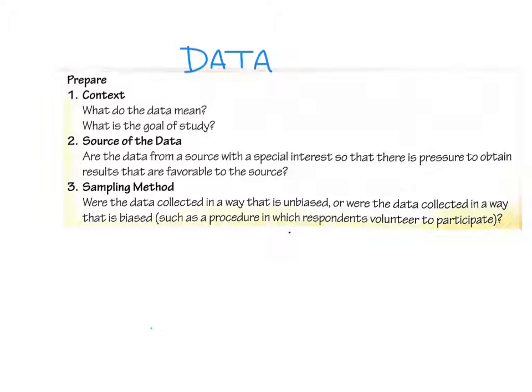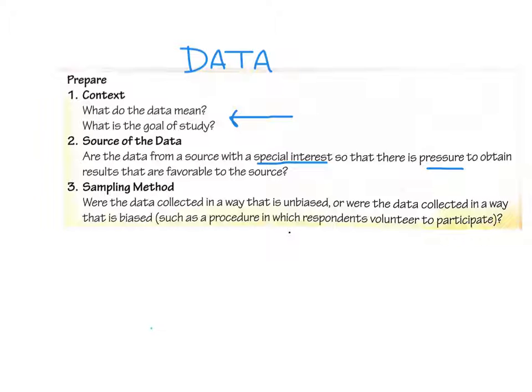Context first. A couple questions we always want to ask ourselves is what do the data mean? What are the numbers about? What is the goal of the study that somebody's doing? Number two, the source, where did it come from? Was it a special interest group or somebody that has a special interest? Is there a pressure to get results that are favorable to some source? That's very important. And we'll talk about that more tomorrow in class.